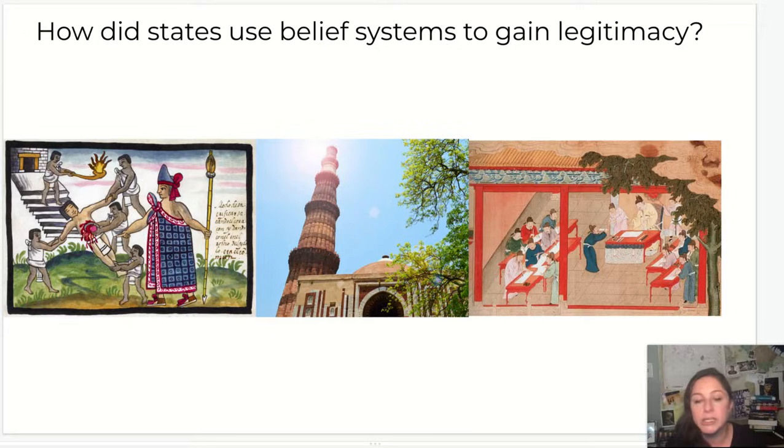This middle picture is the Qutub Minar, and I'm sorry if I'm saying that wrong, in the Delhi Sultanate, right? Because the Delhi Sultanate is going to be Muslims invading India and taking over. And so this building is literally a minaret and a mosque that's built using the ruins of a Hindu temple. And so it's this mixture of these different religions and symbolic of the Islamic conquest of at least northern, what we think of as India today.